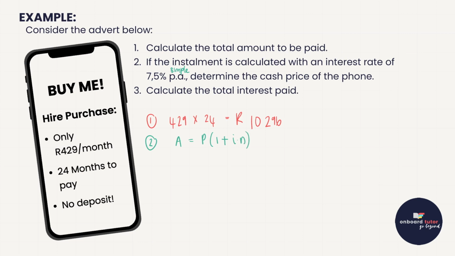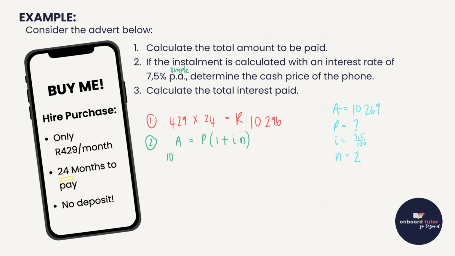I always like to say here at the side, what am I dealing with? So the A value at the end of the day is 10,296 Rand. Cash price, that's what the P value would be, the original amount before I take out this loan. The interest rate there is 7.5%, so that's over 100. And n is the number of years. What we've got here is 24 months, and there are 12 months in a year, so we've got 2 years.